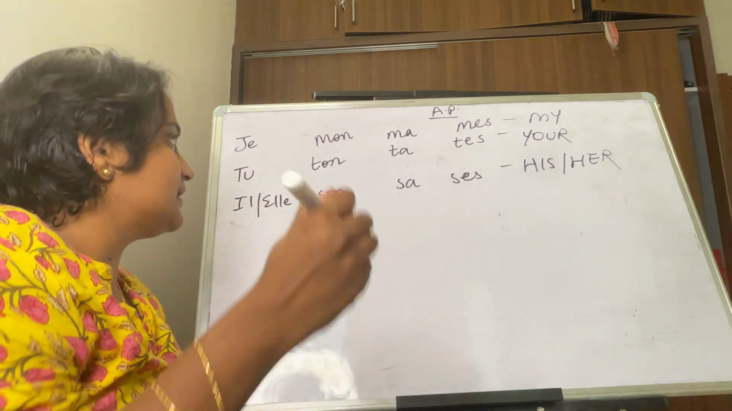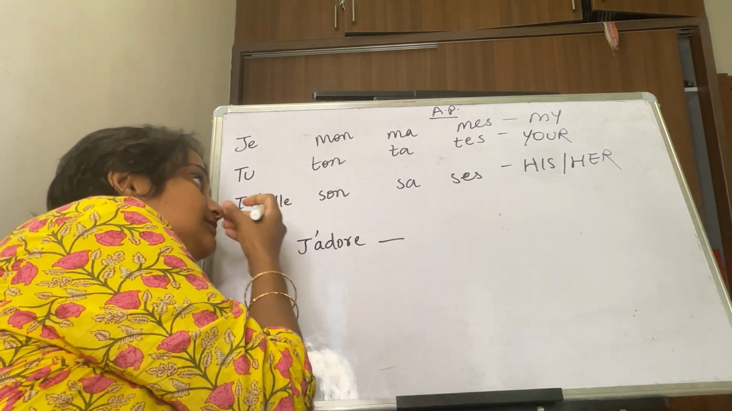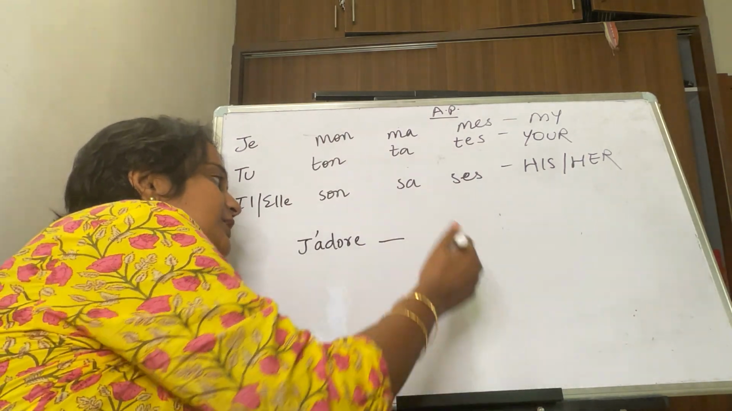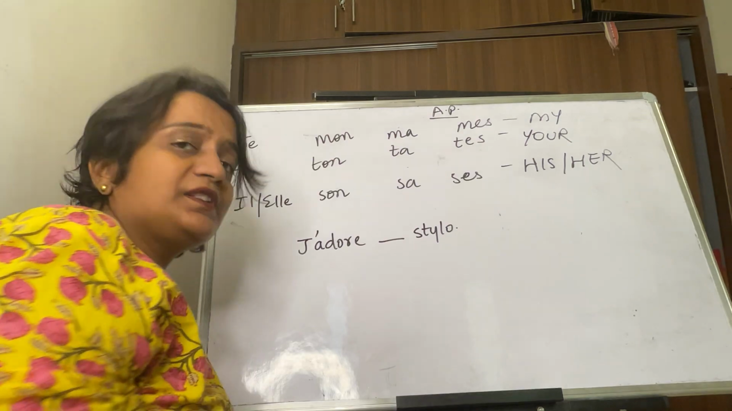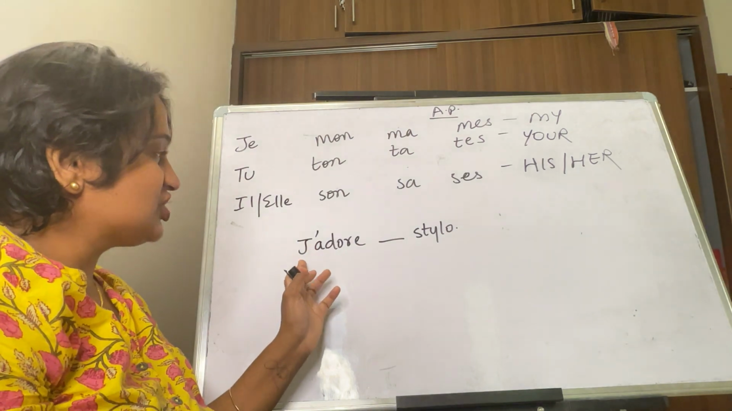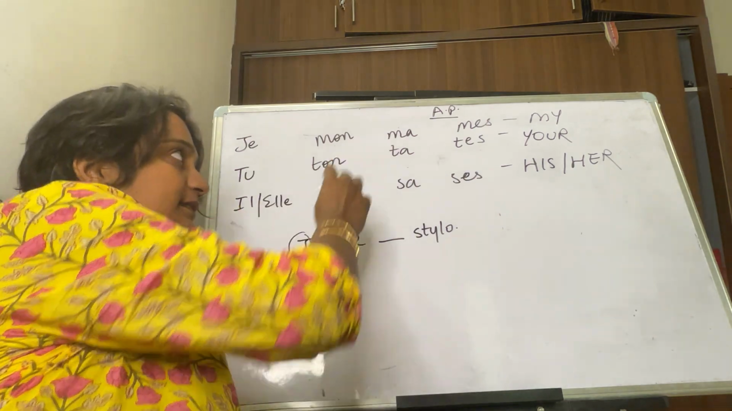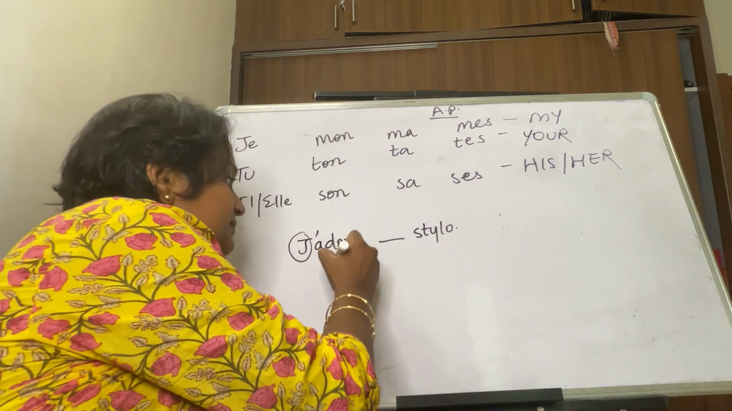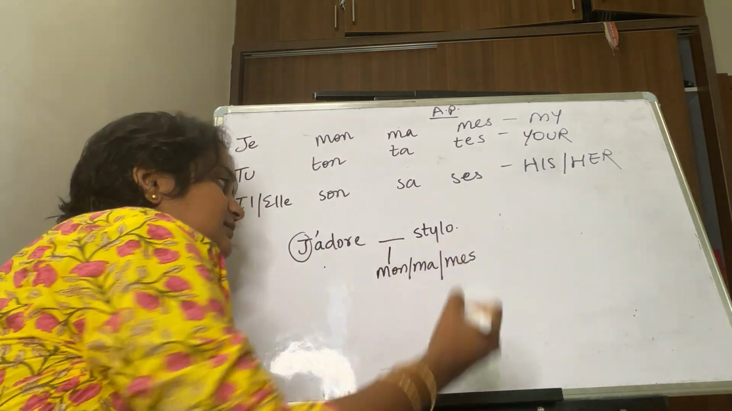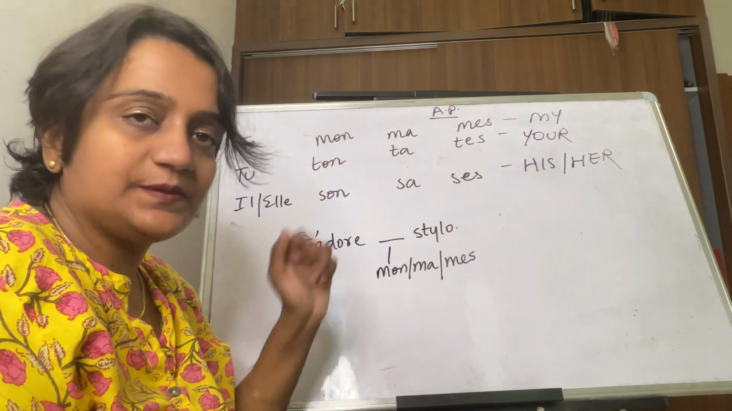So, for example, I say, oh, this is an exception, so we'll do a simple one. I want to say I love my pen. I actually do. So, I love my pen. J'adore dash stylo. So, when I see here, I come to the je line, and I write down my options. Mon, ma, mes. Now, how do I pick which one is the best fit for this blank?